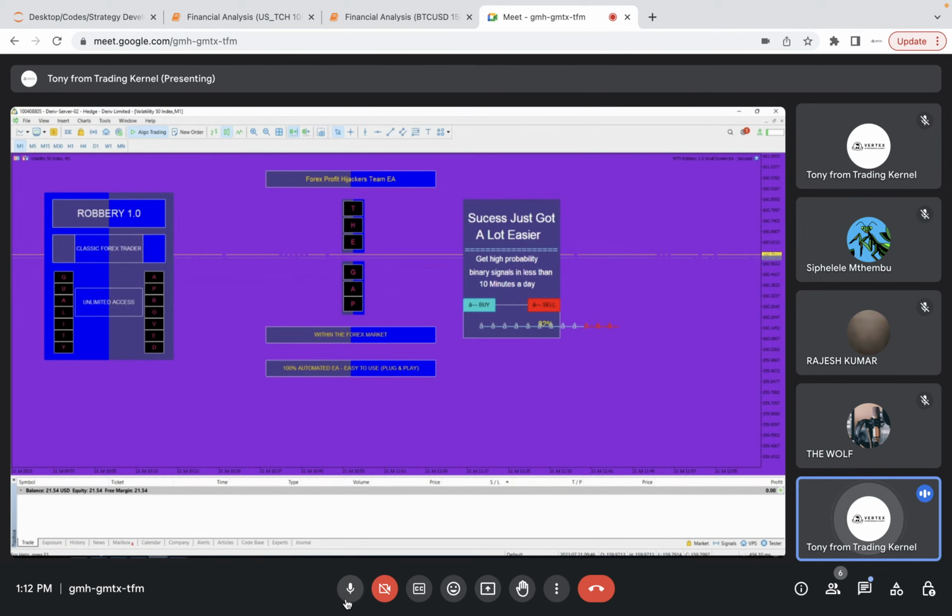All right, guys. If you're here, please just keep watching on the Robbery 1.0. Hopefully, it's going to take trades probably within the next 30 minutes. I can't say, because we are yet to detect a trend from the Robbery EA. So hopefully it's going to place a trade, and then we're going to look at it. But for now, I cannot tell you how long. Let's just watch.